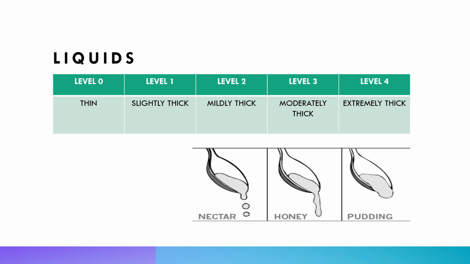Honey thick is a bit thicker than the nectar. It runs off a bit more slowly, and it's basically what it says, a honey-like consistency. And then pudding, we don't have anybody on pudding thick here. This is the thickest, and if somebody's on extremely thick, then they probably have additional diet modifications that we need to be aware of. If somebody were on pudding thick, the staff would be directly informed.